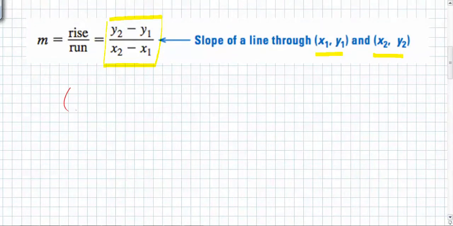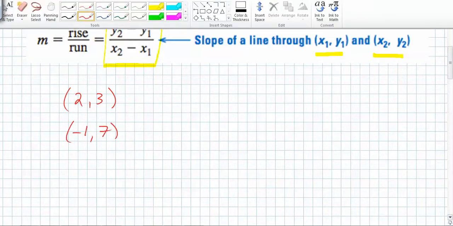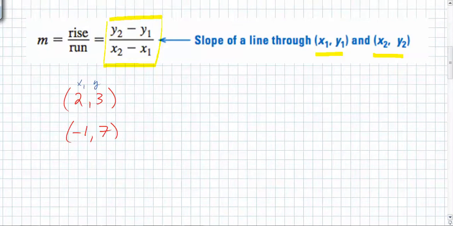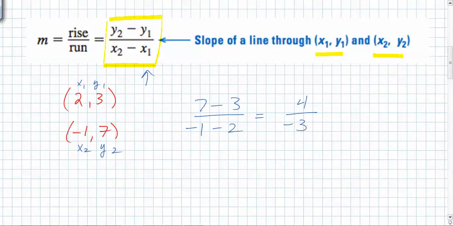So for example, let's say I had the point 2, 3 and another point negative 1, 7. What's the slope between these two? Well, let's call this one x1, y1 and this x2, y2, and then we just use that formula, so we end up with 7 minus 3 over negative 1 minus 2. That's going to be 4 over negative 3. So the slope between those 2 points would be 4 over negative 3.